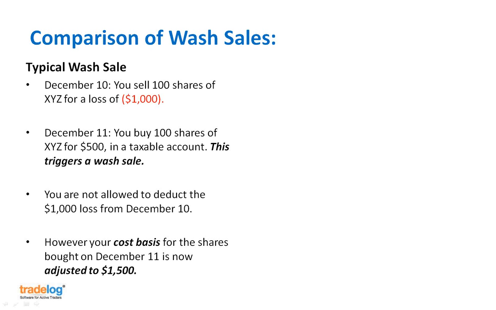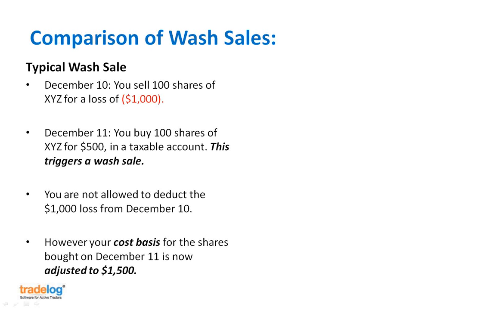The next day, on December 11th, you bought 100 shares of that same stock for $500. That's your cost basis. And this is in a taxable account. This triggers a wash sale because within 30 days of that loss, you acquired new shares or contracts. And so you're not allowed to deduct the $1,000 on December 10th, and instead the cost basis is adjusted for those shares purchased on December 11th. The cost basis would now be $1,500. So we add the $1,000 loss into the cost basis, and that creates that $1,500 adjusted cost basis.